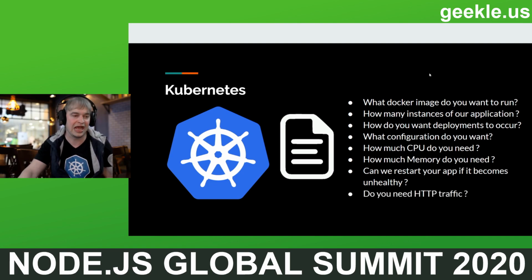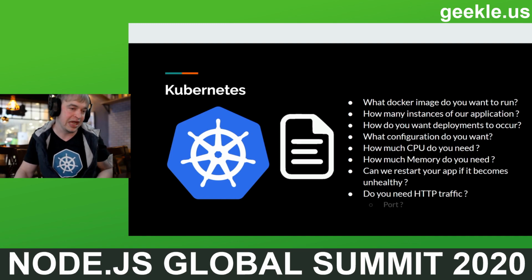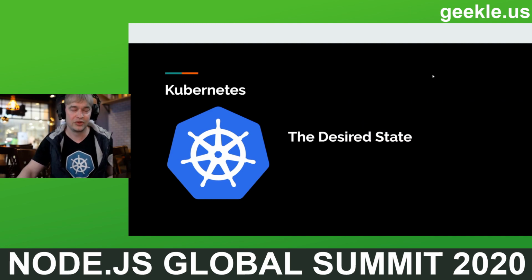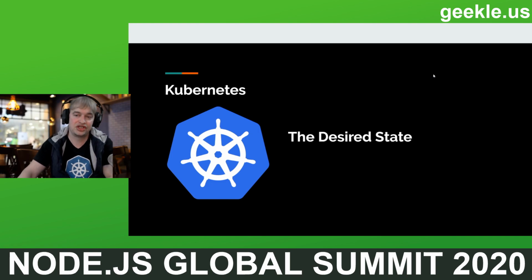And then we also talk about how we want our application to receive traffic. Do we need HTTP traffic? Is there a specific port that we're listening on? Do we need SSL? So we talk about desired state. I'm going to show you what desired state looks like.